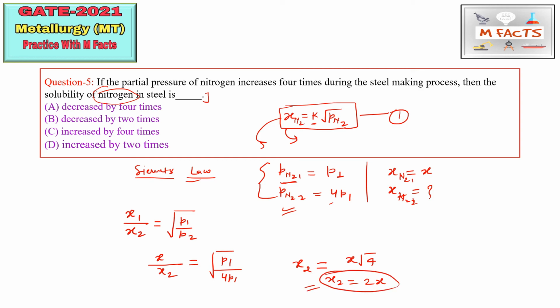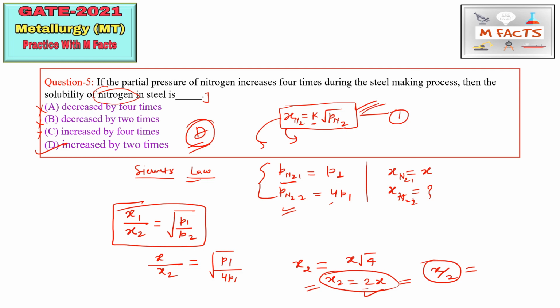It means that the solubility of nitrogen in steel will be increased by 2 times. Suppose it were x by 2, then it would decrease by 2 times. Since this is multiplication, we can say that the solubility of nitrogen will increase by 2 times. So all these other options are wrong, and this D option is correct here. So this is the way of doing this question. This formula is very important. With Sievert's law, you will get a 2 marks question every time, in GATE 2021 also for sure. So this D part is the correct answer.